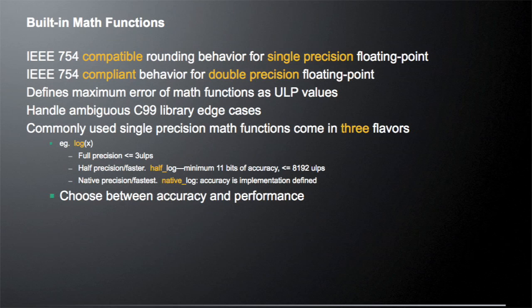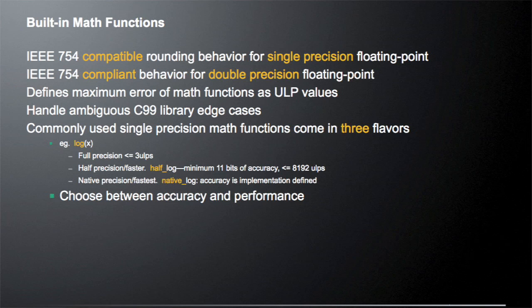Let's talk about some of the built-in math functions. IEEE 754 compatible rounding behavior is the standard for single precision floating point in OpenCL C. IEEE 754 compliant behavior is for double precision floating point behavior. Again, your runtime can do something more advanced than that, but that's something you have to check with your runtime using different kinds of queries. The reason this is done is it defines a maximum error of math functions as ulp values. So it allows us to handle ambiguous C99 library edge cases.